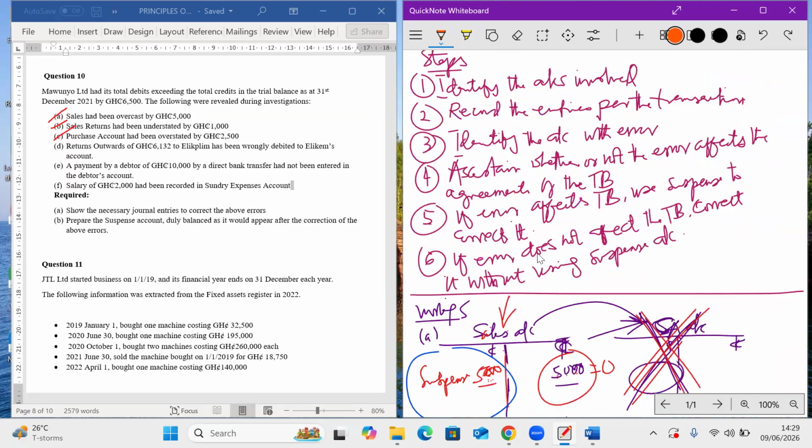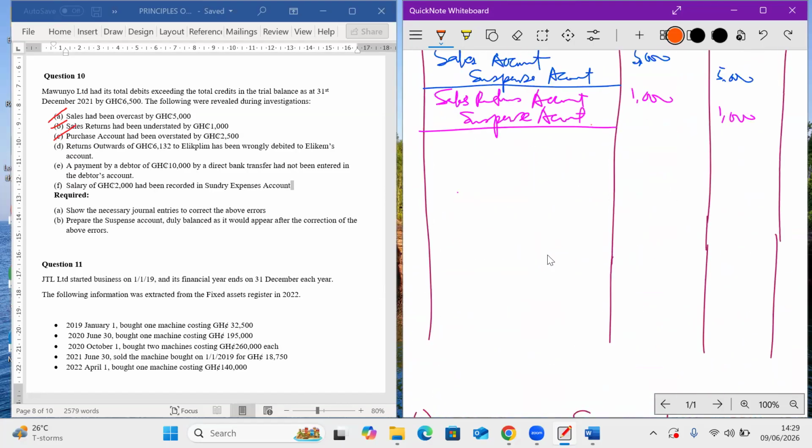So we go to the journal and we write suspense account. How much? 2,500. Then we have purchases account. How much? 2,500. Then you write the narration: being error of overcast, or error of casting, now corrected. Are we good? Yes. Then you check your C.